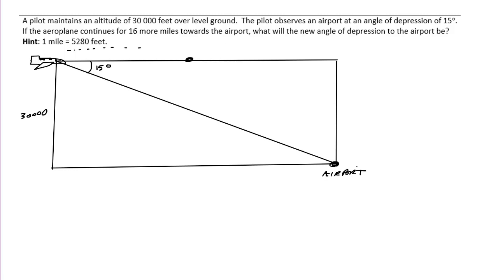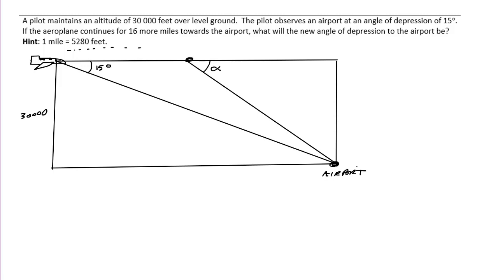So he looks down again at the airport from here. This is what we want to find. So I'm just going to call this alpha. That's what we're looking for. What's the new one going to be?